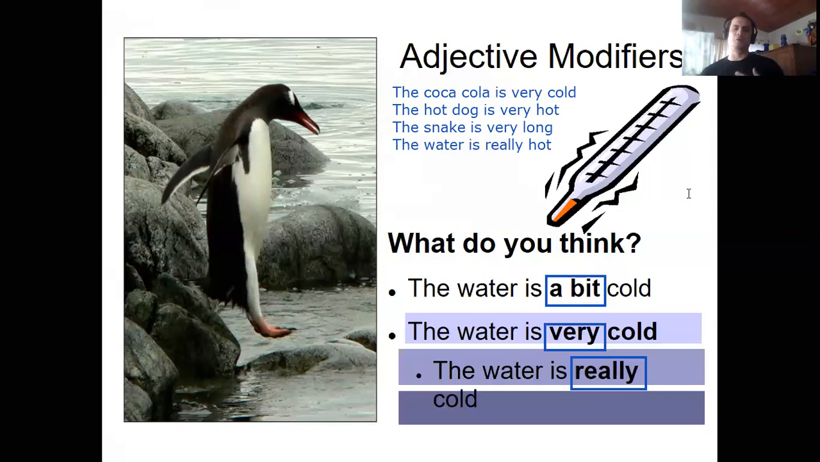Okay, this is an example for me. The Coca-Cola is very cold. The hot dog is very hot. The snake is very long. And the water is really hot. Okay, tell me the first. Alison Bastidas. Alison, what is the first? Hello, mister. The Coca-Cola is very cold. La Coca-Cola está muy fría. Very good.